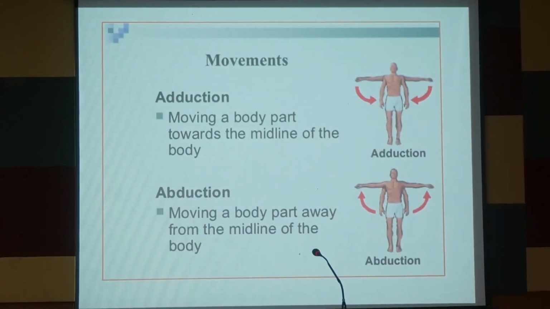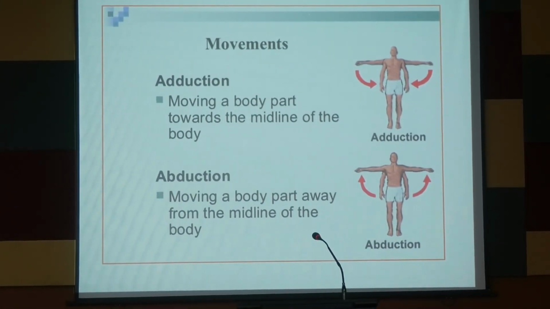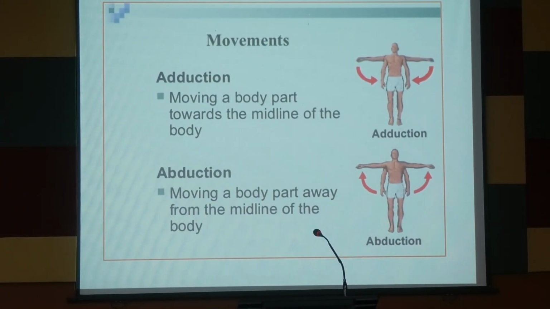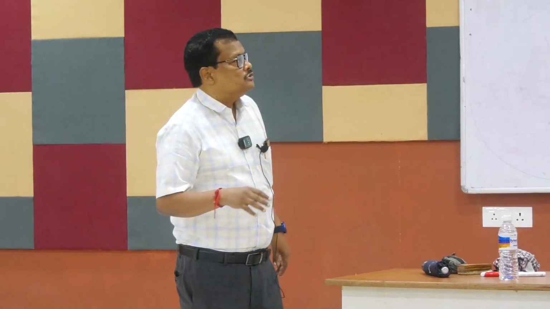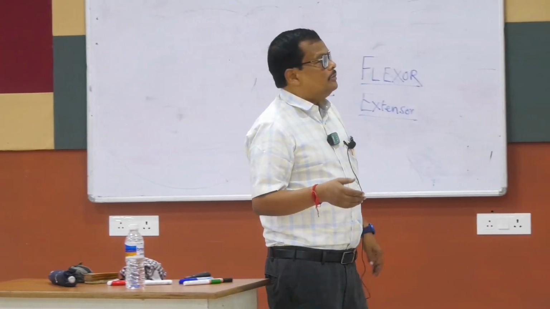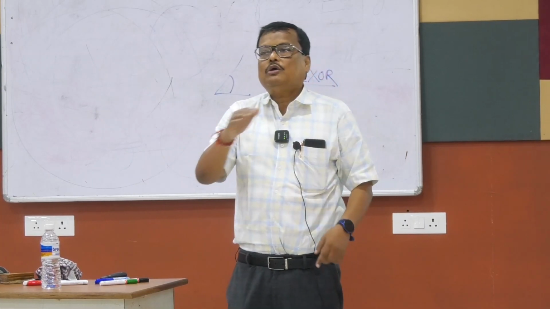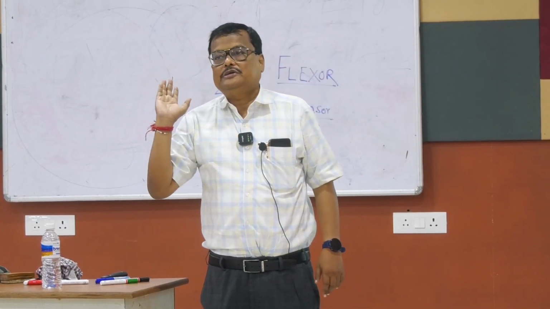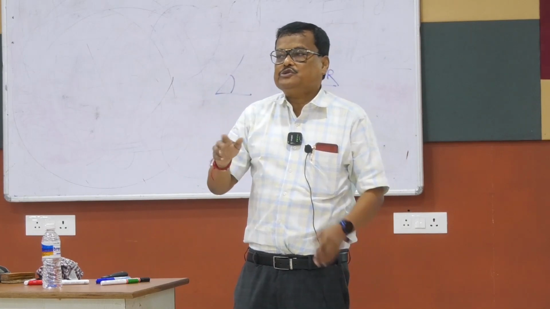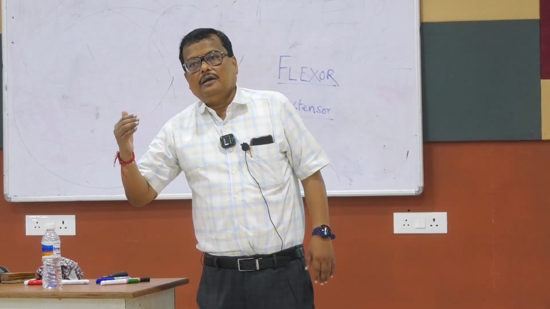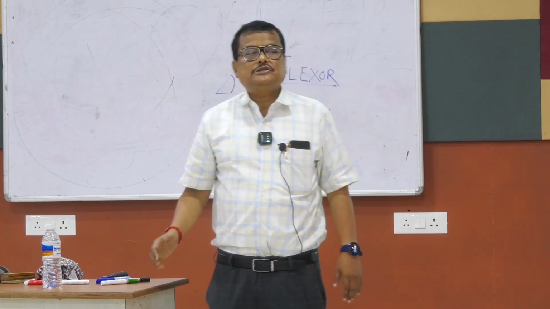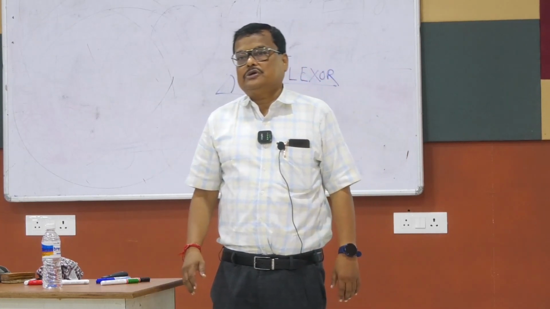Now another word, adduction and abduction. We will make it completely clear. We are going slow now, just in the first class, so that later there will be no wrong idea, there will be no wrong conception, otherwise it will be difficult for you to understand the relations. So flexion and extension are opposite movements that occur around a particular axis. Another two opposing movements occur around another particular axis, that is adduction and abduction.